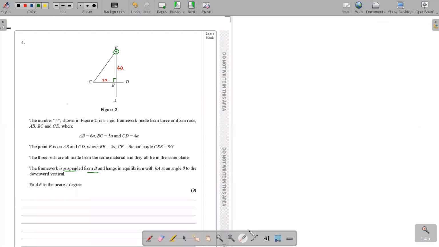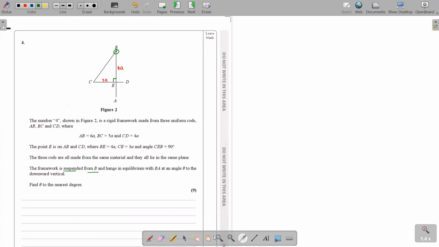So it's a framework. In a framework, what contributes to the weight? What contributes to the mass? We don't have area here. So in a framework, the weights of the individual rods will contribute to the weight. And when it comes to the weight of the rods, what we do is we take the length. We say the length corresponds to the mass.